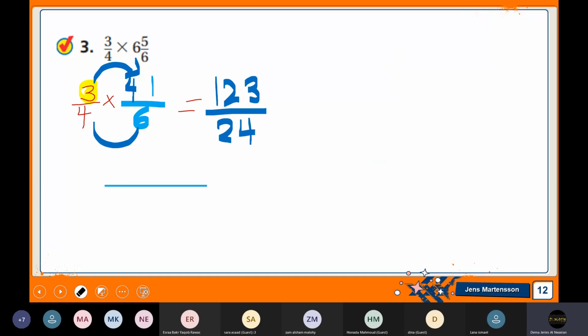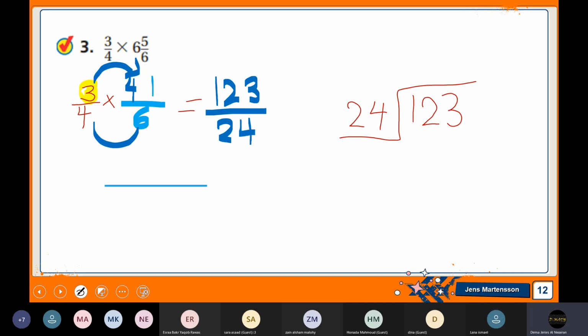No. 123, isn't it greater than 24? Yes, it's greater. So how can you rewrite it as a mixed number? What will you do? We will divide. Divide 123 by 24. Bravo.